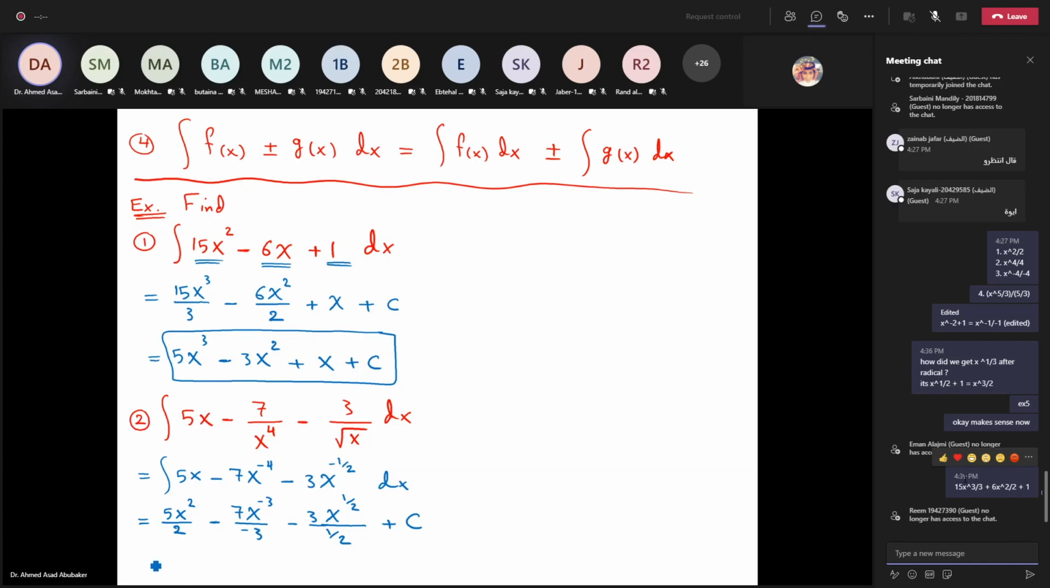After we simplify, this is equal what? 5 over 2 x squared, and we have negative and negative, so this is equal positive 7 over 3, and we put x in the denominator to the power 3, minus 3 over one half is 6x to the power half, plus c. So this is the final result.